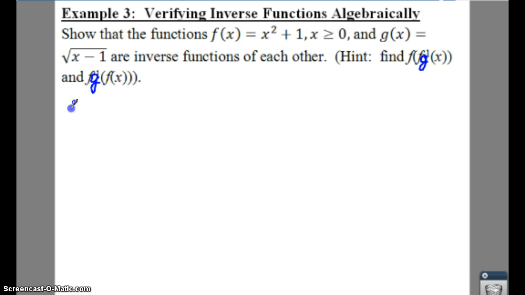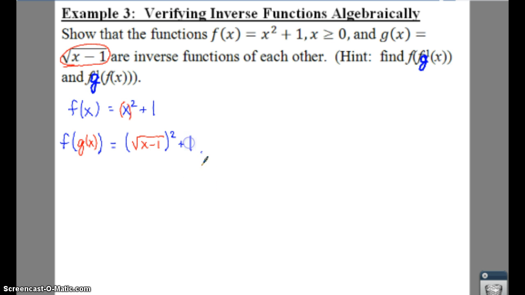So if we are given f of x equals x squared plus 1, we're going to take our g of x function and plug it in for x right here. So f of g of x is going to be equal to, well, we take out our x and replace that with the square root of x minus 1, quantity squared, or as we used to say back in the day, squared.